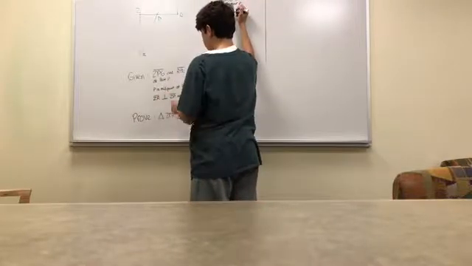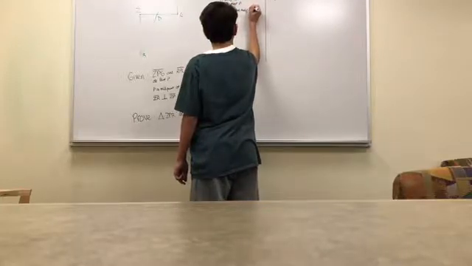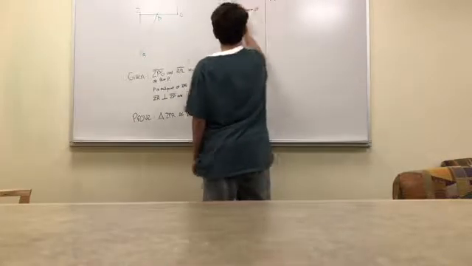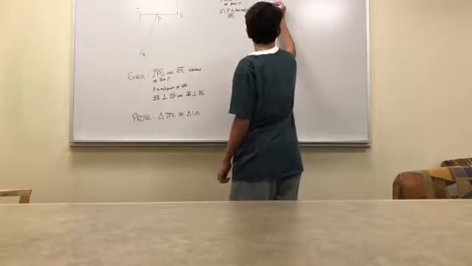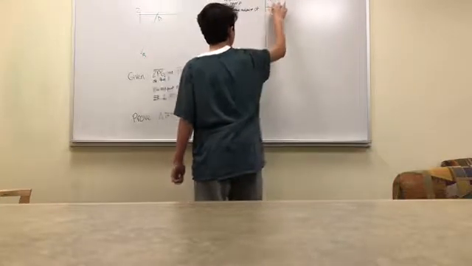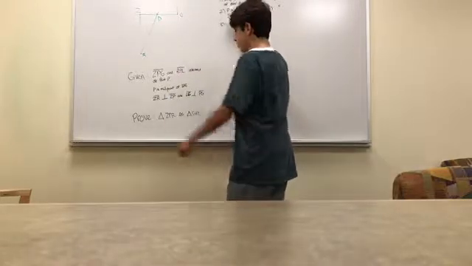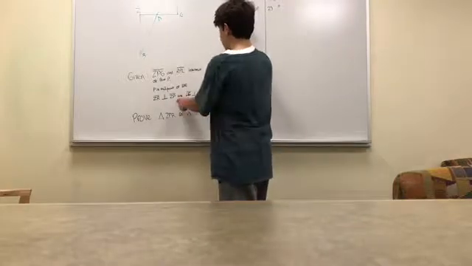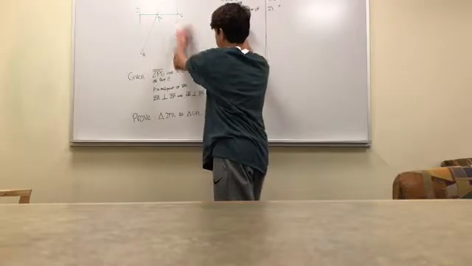Second given is P is the midpoint of ZPG. That's also going to be one of the givens, so just put quote marks to show that. And our third given is ZR is perpendicular to ZP, and LG is perpendicular to PG.